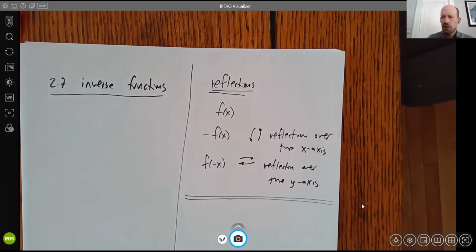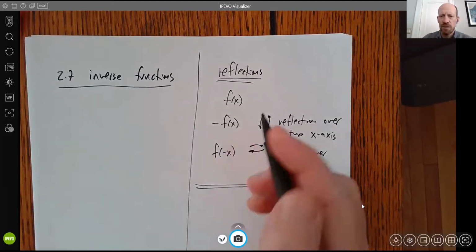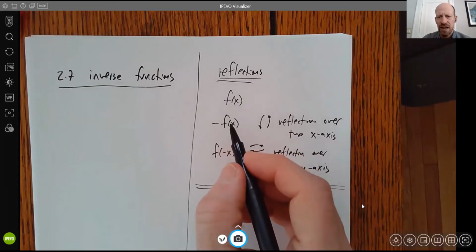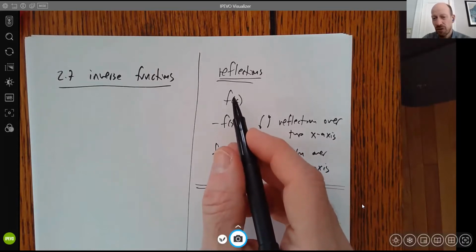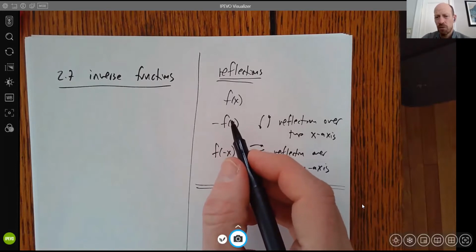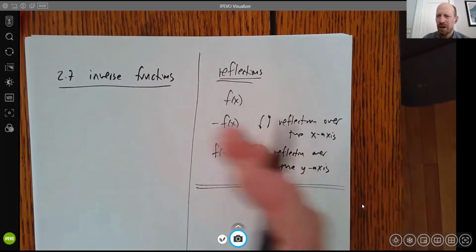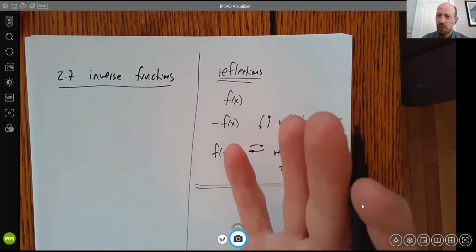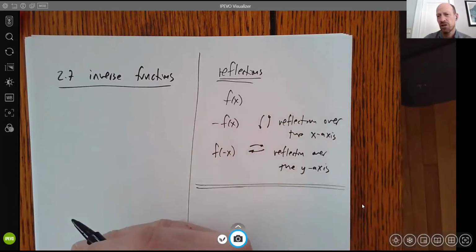Now, an inverse function is doing something different. Sometimes students get confused because isn't negative f of x the inverse of f of x? It's not. You may be thinking of 2 and -2 as inverses, but those are just numbers, right? We're looking at a function, a relationship. We want the inverse of the function.